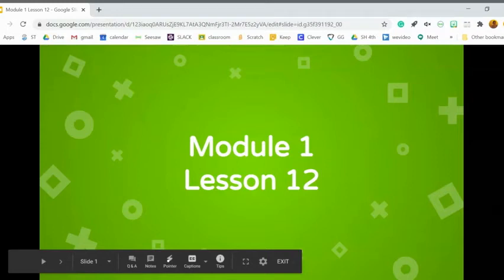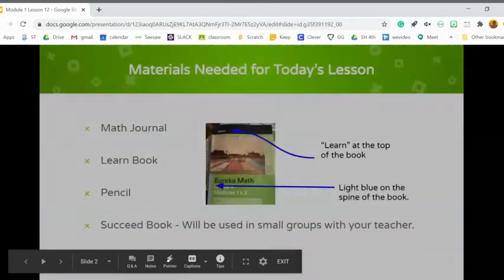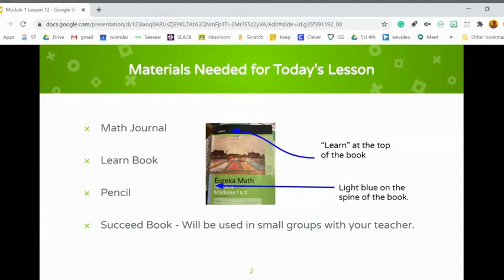Today we're going to look at Module 1, Lesson 12. The materials you need for today's lesson are your math journal, your Learn book, your pencil, your Succeed book. You're going to need to know that your Learn book is the one that has Learn at the top of the book, and it's light blue on the spine. So please gather your things.